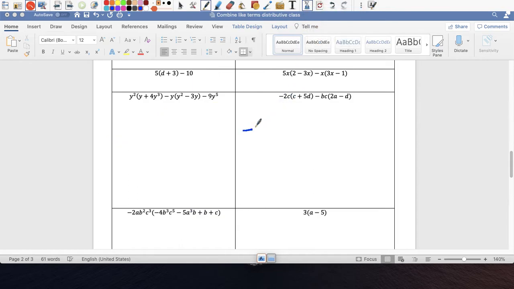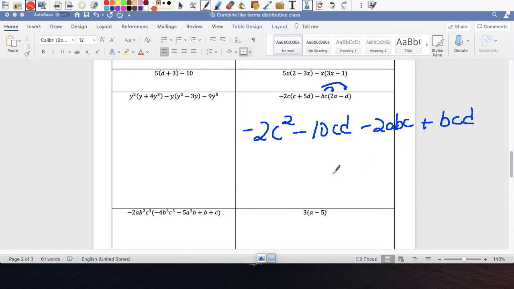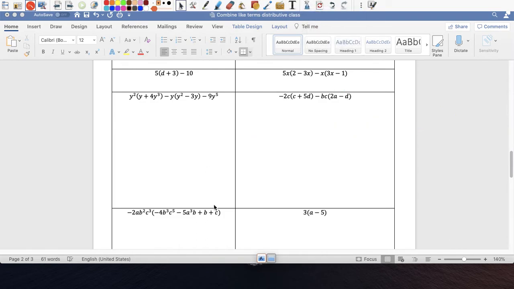Negative 2c times c is negative 2c squared. Negative 2c times positive 5d is going to be negative 10cd. And then we're going to do these two, right? Negative bc times 2a is going to be negative 2abc. Notice that I'm putting the variables in alphabetical order when I multiply them. And then negative bc times negative d is going to be positive bcd. Anything I can combine? No, because they're all terms with different variables, or same variables with different powers, but they're definitely different. Okay, so no adding, which makes life much easier for me.